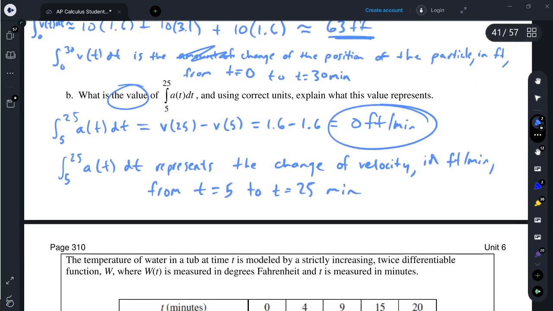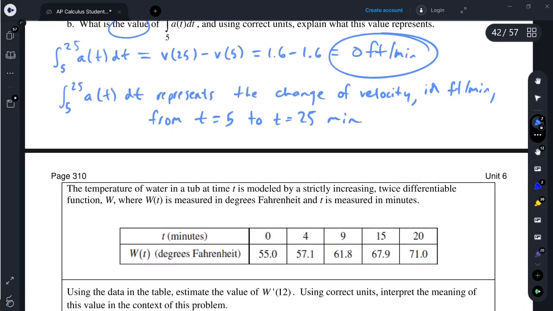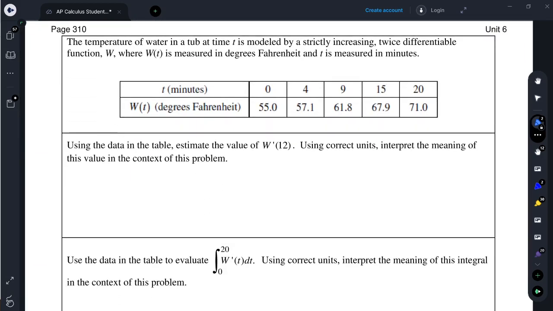Now we're going to jump into totally different problems that have nothing to do with particle motion. So we have a temperature of water in a tub, and they do tell us it's increasing. That may come into play. A lot of times that comes into play with things like our approximations.